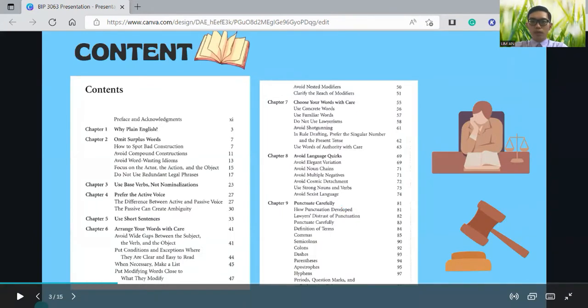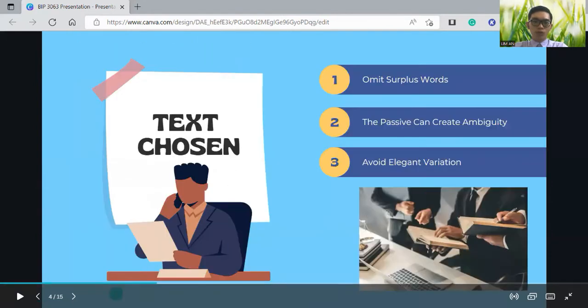As you can see over here, there are 9 chapters in this book, and each chapter teaches a different topic. Most of the topics are about writing skills, for example, short sentences, punctuation, and many more. Now, I'm going to show you the texts that I've chosen, which are excerpted from the book, for the text analysis purpose based on the principles, approaches, and methods of ESP. So there are 3 texts altogether. First, omit surplus words. Second, the passive can create ambiguity. And lastly, avoid illegal variation.